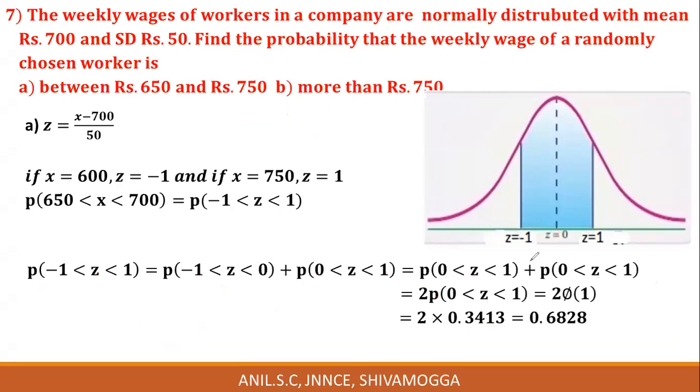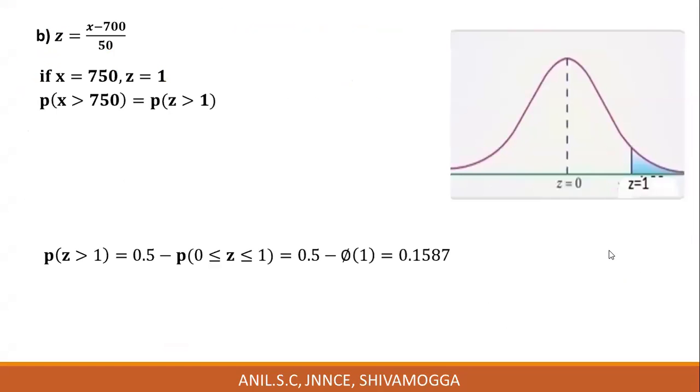Second case, more than 750. Z remains unchanged: Z is equal to (x minus 700) divided by 50. More than 750 means P where x greater than 750 is to be determined. This is required.